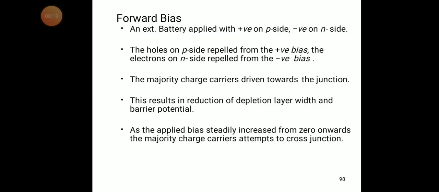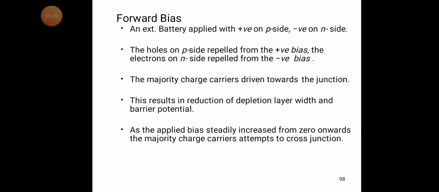So the meaning is, the holes come from the P side and the electrons come from the negative side towards the junction. What happens? This results in reduction of the depletion layer. The depletion layer is the region without any charge carriers. This results in reduction of depletion layer width and barrier potential.